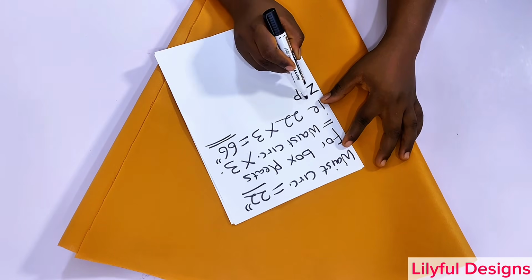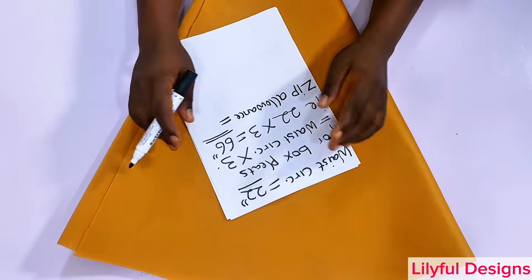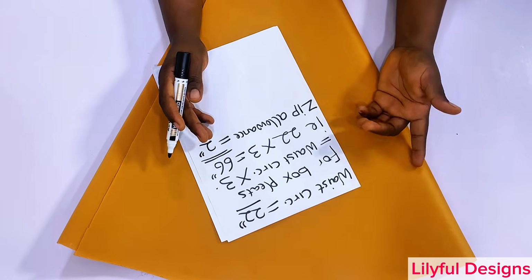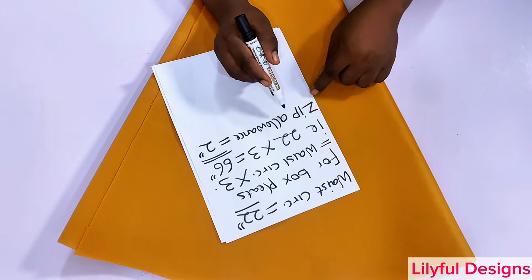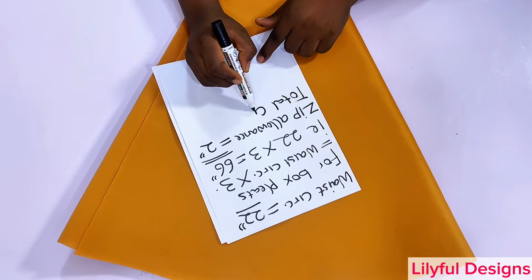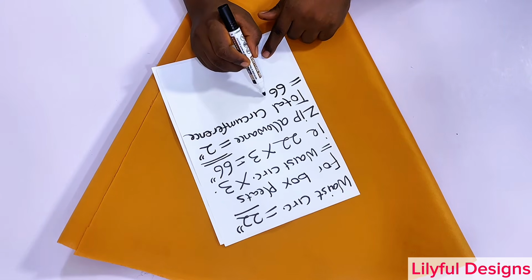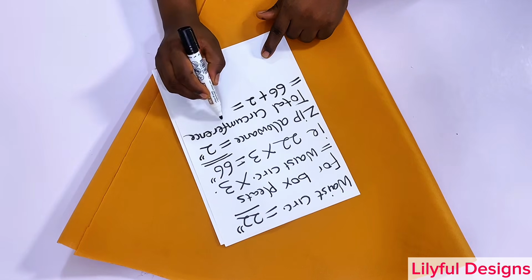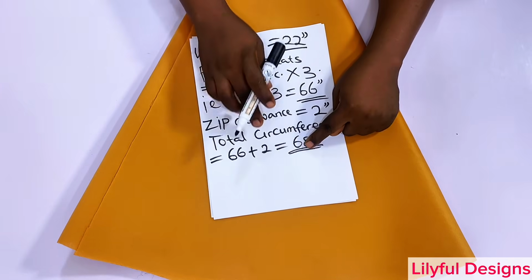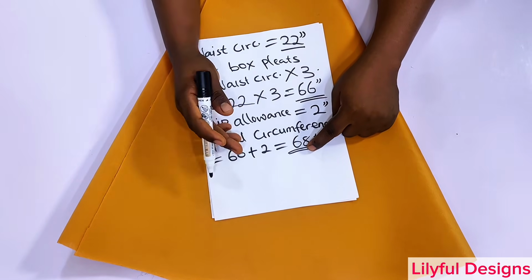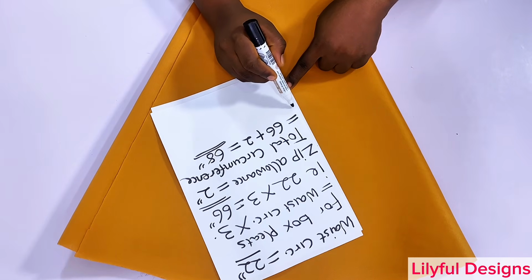That is without my zipper allowance, just the waist circumference. Whatever waist circumference you are working with, just multiply it by 3. And when you get the value of it, you add your zipper allowance. If you are using 1 inch on both sides, you add 2 inches. If you are using 1.5 on both sides, you add 3 inches. So your actual length is 22 by 3, then plus your zipper allowance. I hope you get what I'm saying.